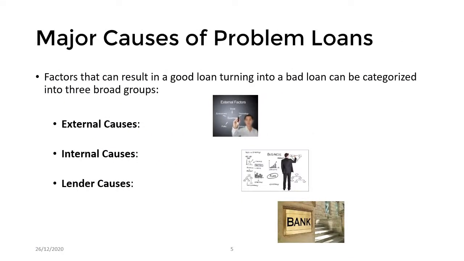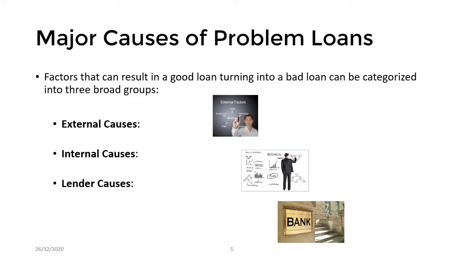What are the major causes of problem loans? Factors that cause good loans to turn bad can be categorized into three groups: external causes, internal causes, and lender causes. External causes include factors outside of the control of the company's management and the lenders. Examples of external causes include negative economic events such as high interest rates, recession, technological advancements, acts of God, fire, pandemic. Internal causes include factors brought on by a company's management.